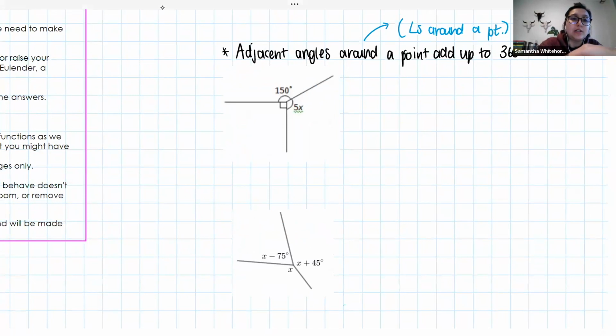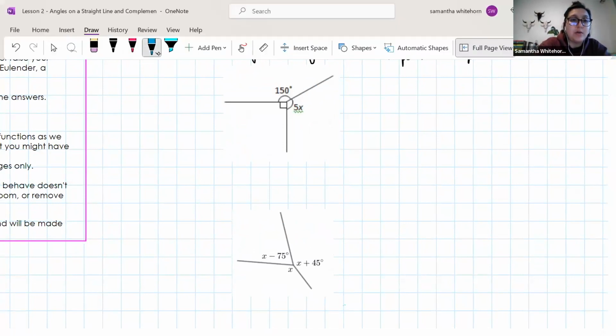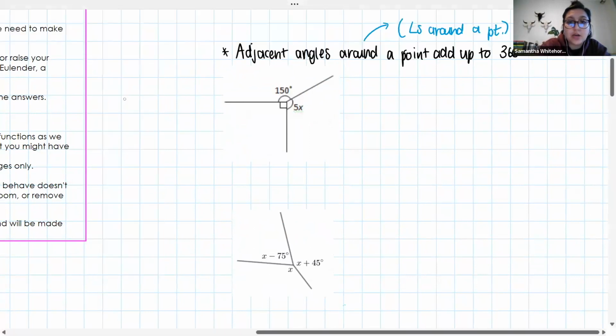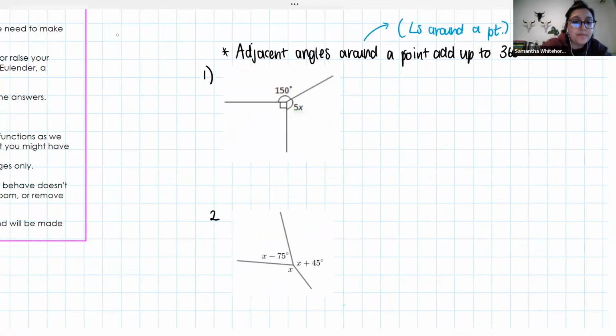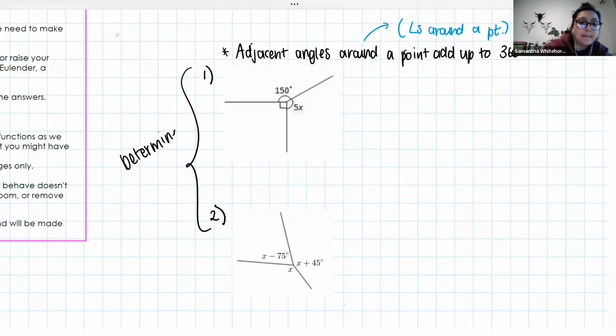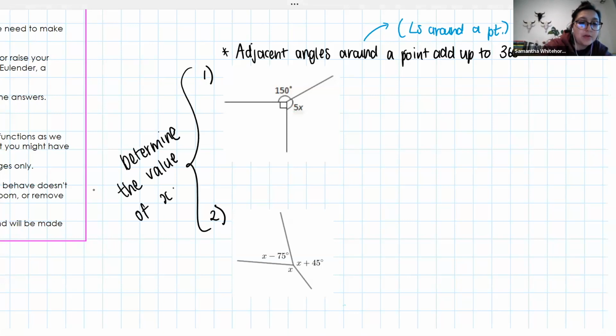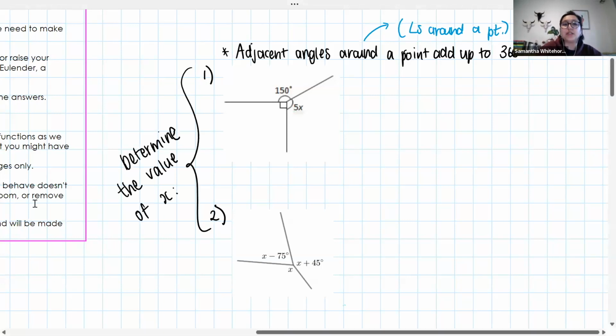So what I want you guys to try for me, and you were doing really well with this on Monday, which is why I'm letting you out into the wild here, is these two questions. I'll add numbers to them, so question 1 and question 2. In both cases, you are determining the value of X. So that would be your instructions. I want you to give those two a go.